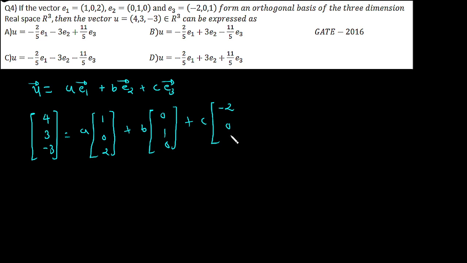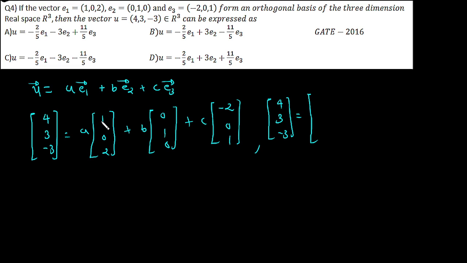Now let's write the right hand side. Here a is the scalar and the vector e1 is given as 1, 0, 2. Here again b is also a scalar. The e2 is given as 0, 1, 0. Here again c and the e3 vector, which is minus 2, 0 and 1. So the left hand side will remain as it is, 4, 3, minus 3, and on the right hand side let's add up these three vectors after multiplying by the scalars.